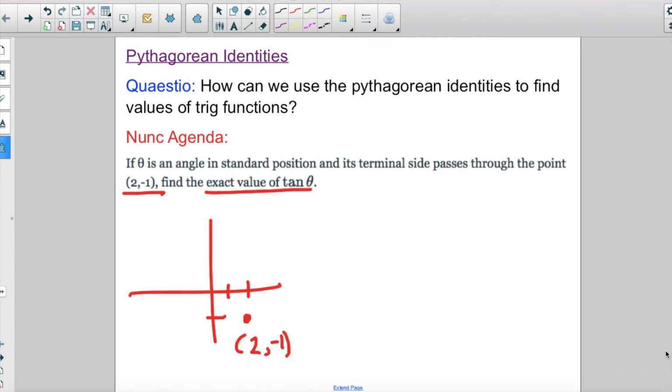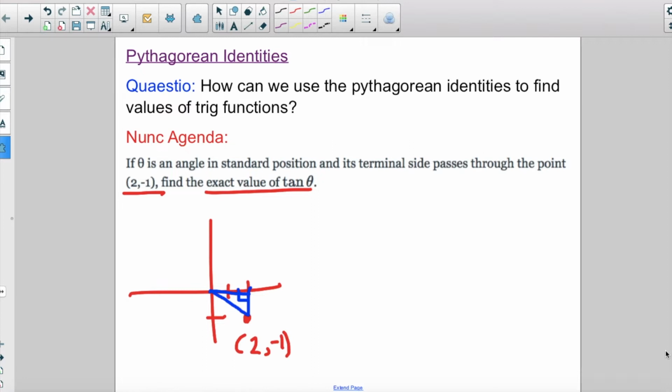Okay? So when you have a point and you're trying to find a trig value, you want to have a triangle in there. So you connect it from the origin to the point and then from the x-axis to your point. The reason why we are creating this triangle is because the trig functions such as sine, cosine, and tangent, those all come from a right triangle.